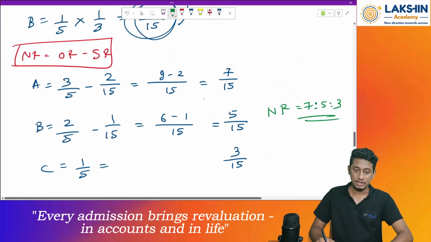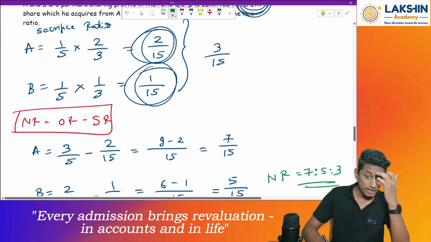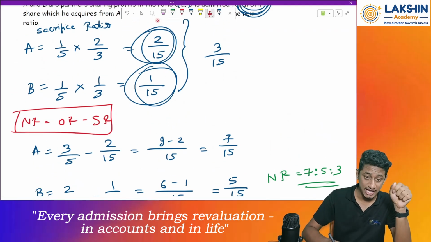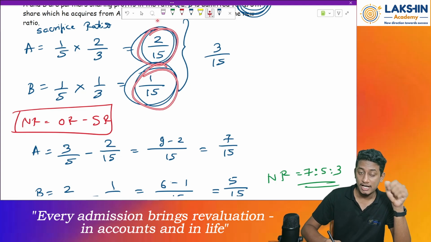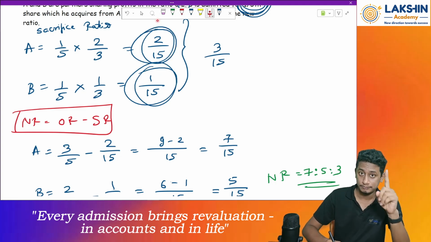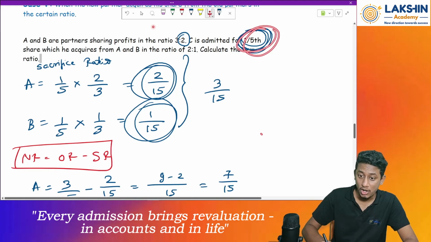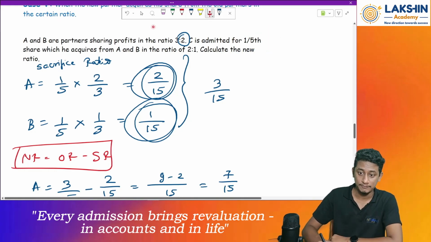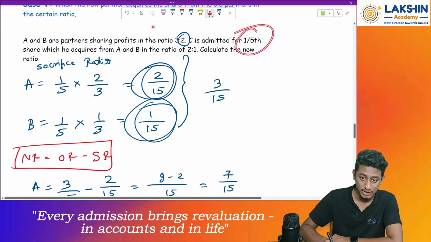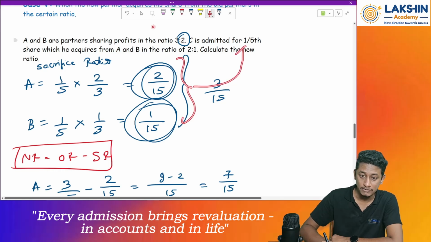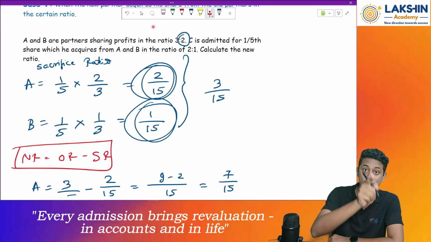Clear? See, always remember, whenever you see a sacrifice ratio, that won't add up to 1. But it adds up to make what? To make the profit sharing ratio of the new partner. If I add these both, it will be equal to the profit sharing ratio of the new partner.